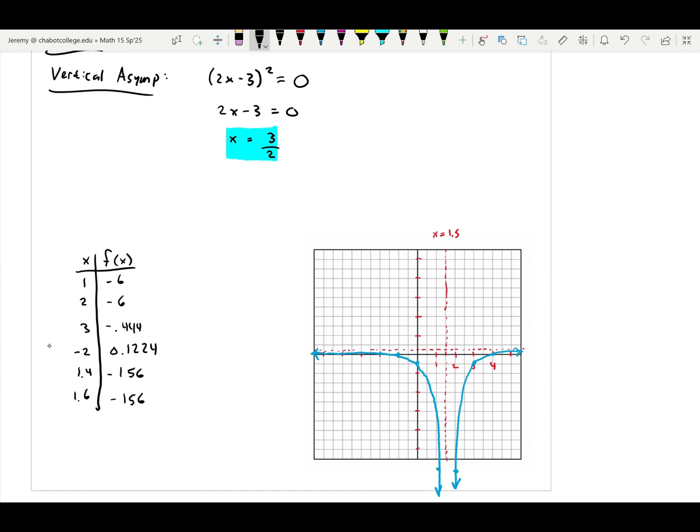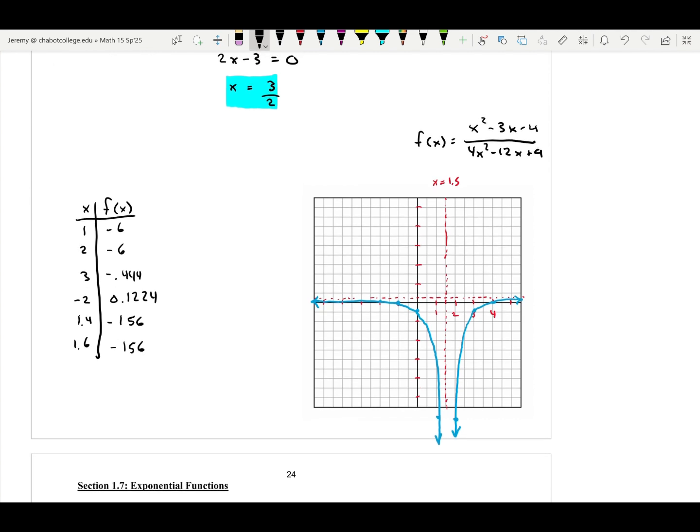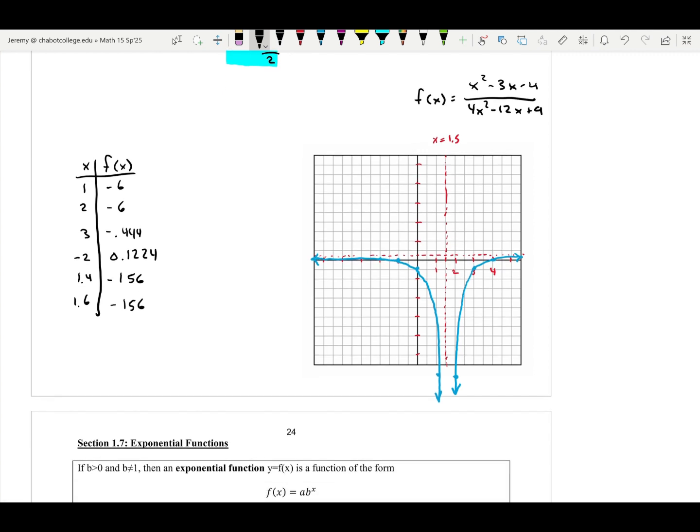Remember the original function, f of x equal to x squared minus 3x minus 4 over 4x squared minus 12x plus 9. So no middle branch in this case, but very interesting graph nonetheless.